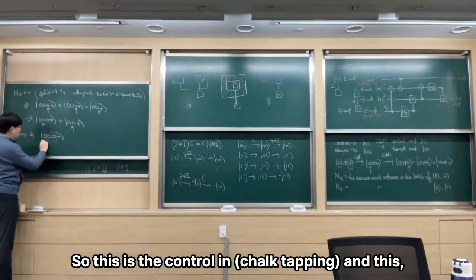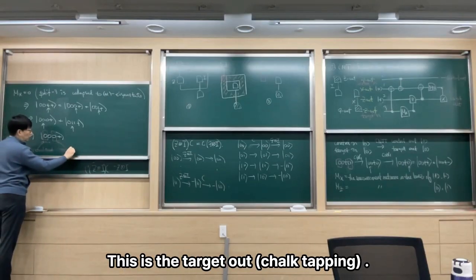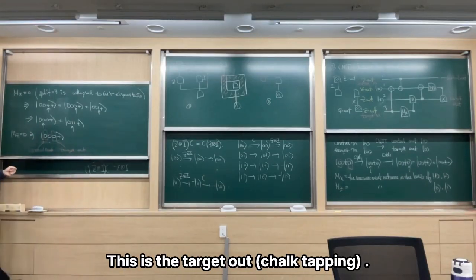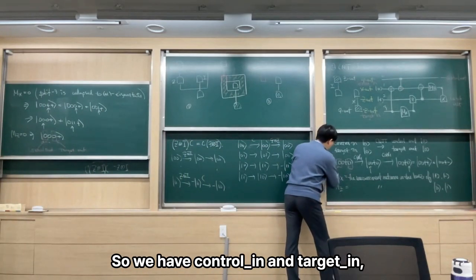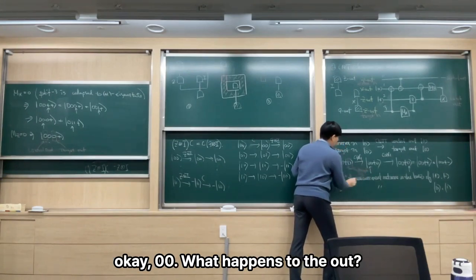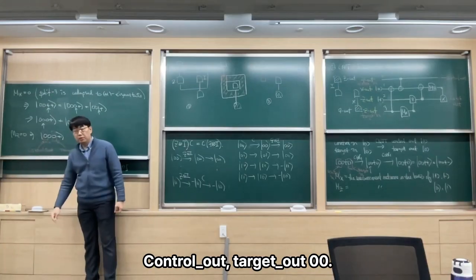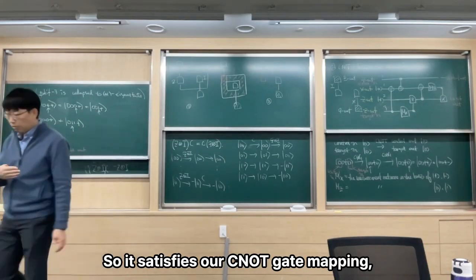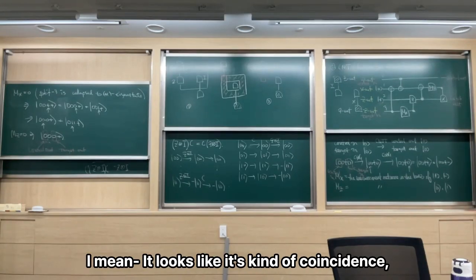So this is the control out, sorry, not in, so out. This is the target out. So compare the control in and target in. We have control in and target in, 0, 0. What happens to the out? Control out, target out, 0, 0. So it satisfies our CNOT gate mapping. 0, 0 goes to 0, 0. Okay, that seems kind of obvious, right? It looks like it's kind of a coincidence. But let's see what happens.